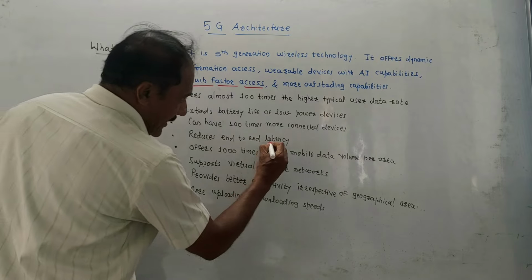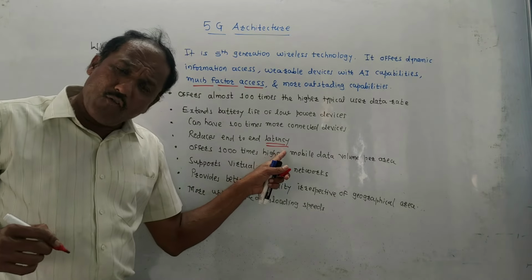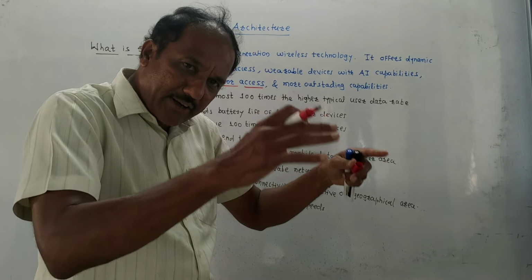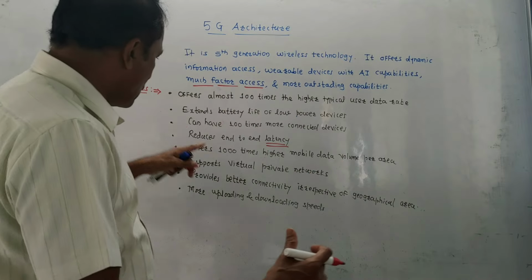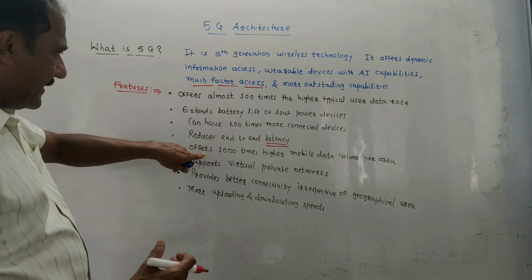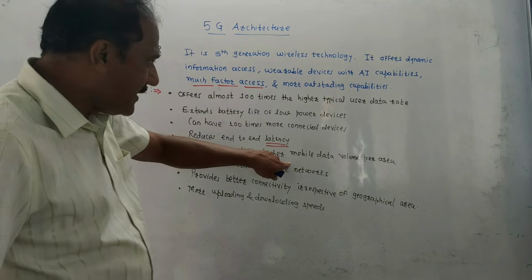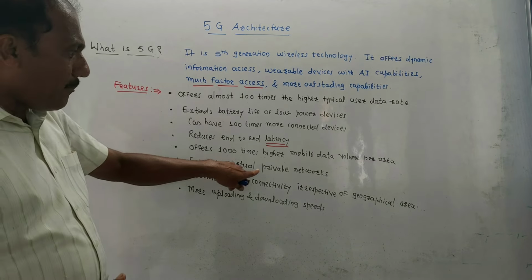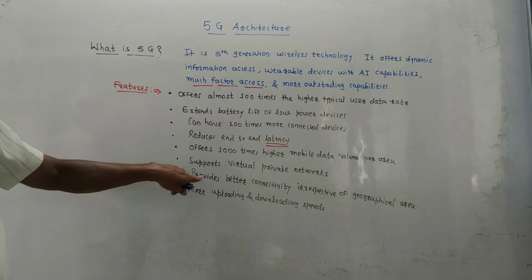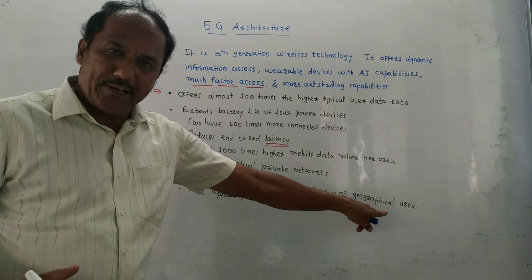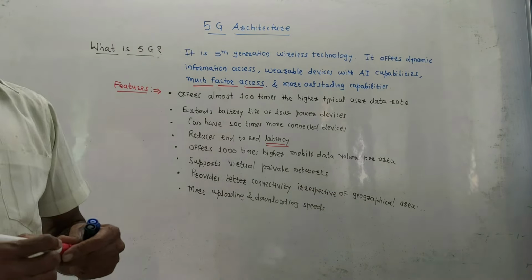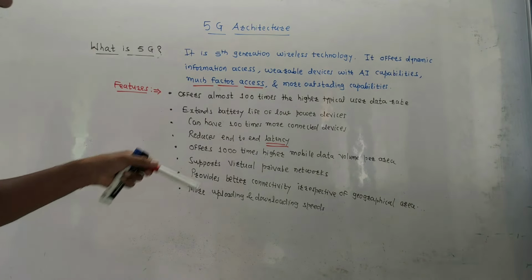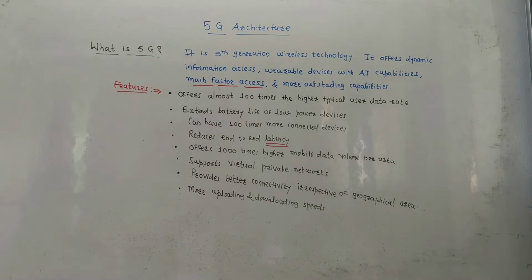Then it reduces end-to-end latency. Now the meaning of the word latency, in simplified language, is the delay time required from transmitter to the receiver. So 5G reduces end-to-end latency. Then it offers 1000 times higher mobile data volume per area. It supports virtual private network, then provides better connectivity irrespective of the geographical area, and more uploading and downloading speeds. As I mentioned, it gives much higher access speed.